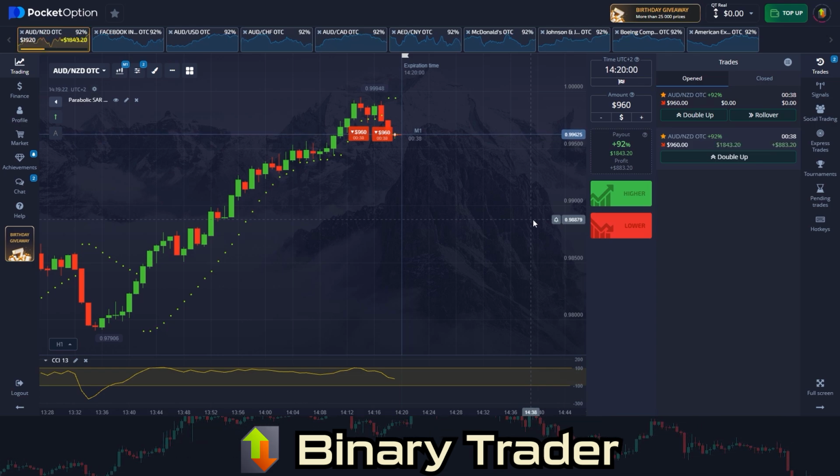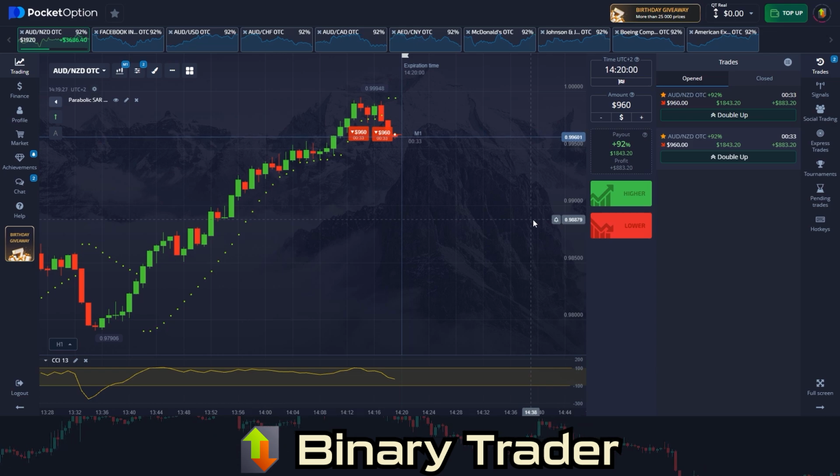But don't worry, Pocket Option, as almost every other platform, provides you a demo mode, so you can practice with virtual balance before risking your own money.